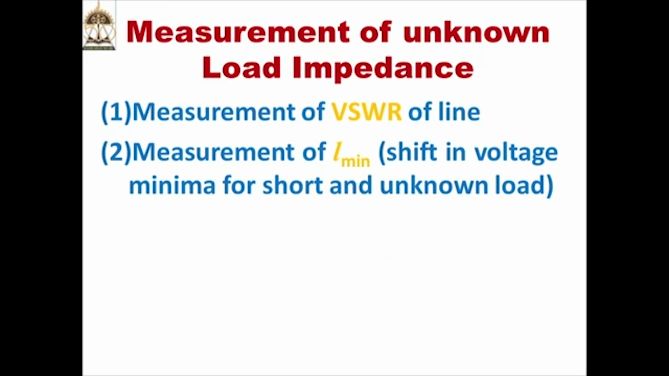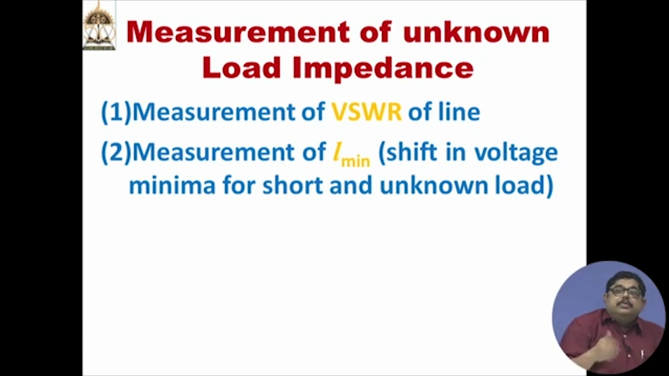We need to measure this from the line, and also measure the shift in the position of the voltage minima for a short and for the unknown load. This is just to note; we will discuss what that means when we see the procedure. If we put a short, we will note down the voltage minima position, then we will change that and put the unknown load which we are trying to measure, find out where the minima is, and note down that position. That shift we are calling L min. So, if you know these two, you can find out the unknown load impedance.